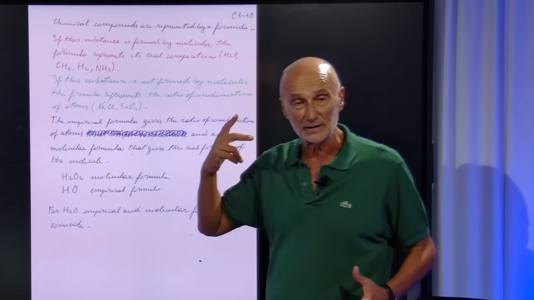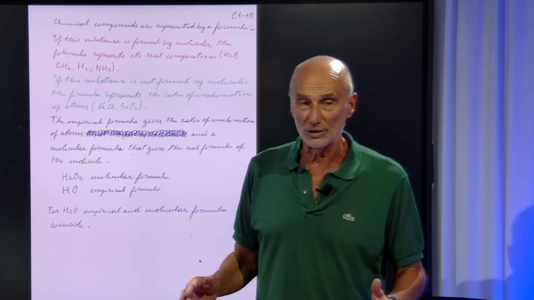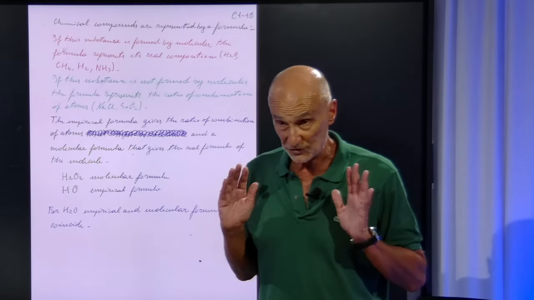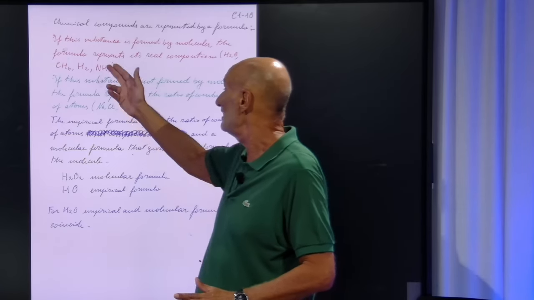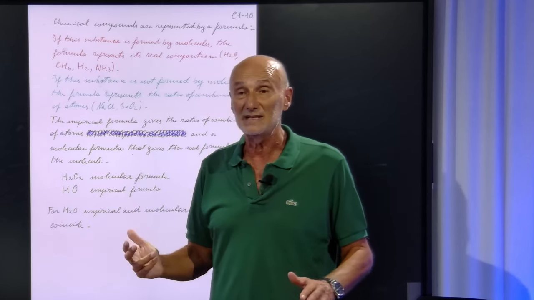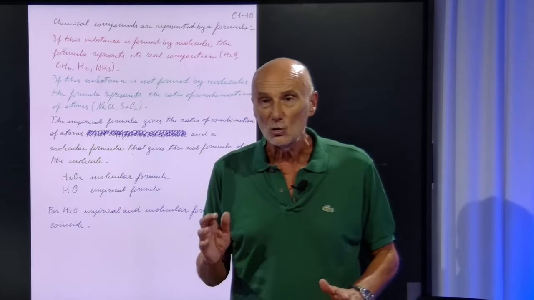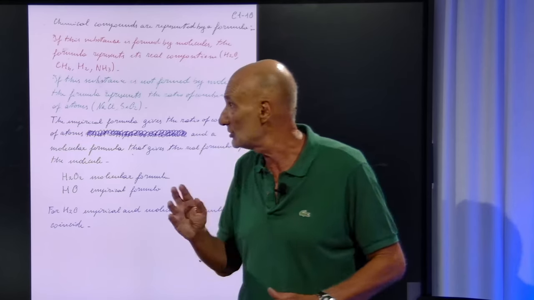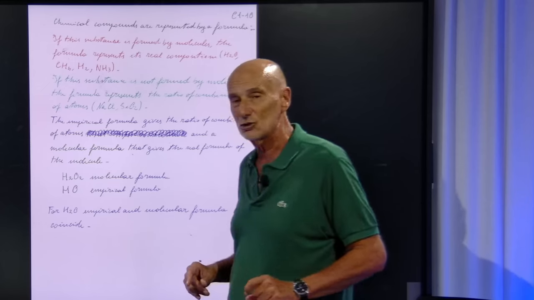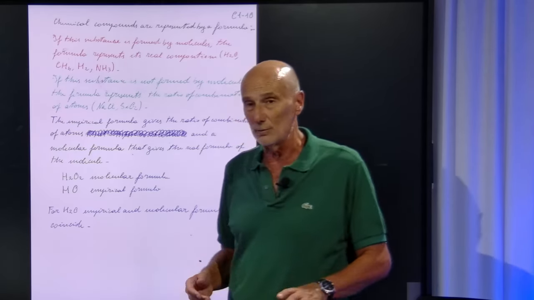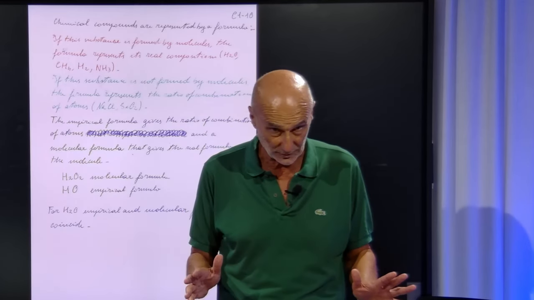As an example, when we say that the chemical formula of water is H2O, it means that the molecule of water is formed by an oxygen atom, which is bound to two hydrogen atoms, as well as when we say that the methane formula is CH4, it means that the molecule of methane is formed by one carbon atom, which is bound to four different hydrogen atoms, as well as when we say that the ammonia formula is NH3, it means that the molecule of ammonia is formed by a nitrogen atom bound to three different hydrogen atoms. Okay?